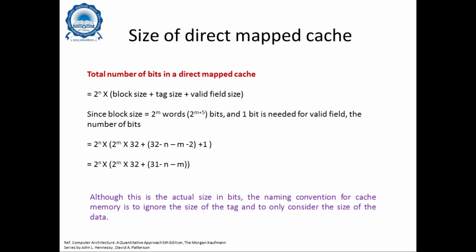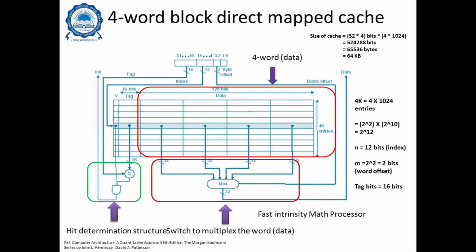Important thing to note is that although this gives you the value of the total size of the direct map cache, the naming convention of caches is to always ignore the size of the tag and to only consider the size of the data. We never consider the size of the tag when we talk of the size of the cache. I'm going to give you one example also to make you understand what I exactly mean by this.